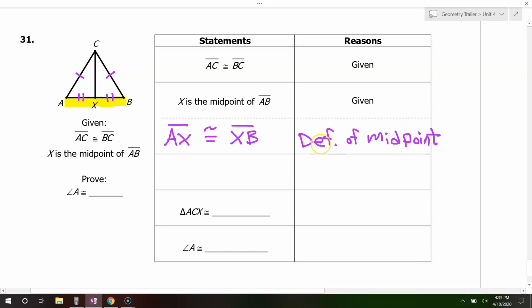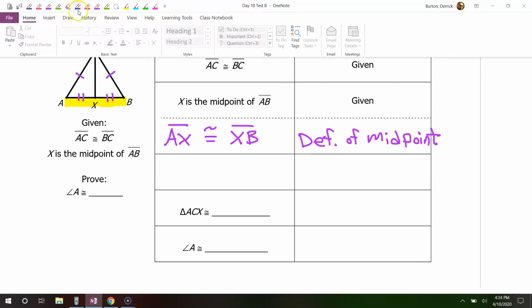Some of my students get confused and say definition of bisector. I say just glance at the previous statement for a big hint. If the previous statement says midpoint, it's going to be the definition of midpoint. If the previous statement said bisect, then it's going to be definition of bisector. Okay.